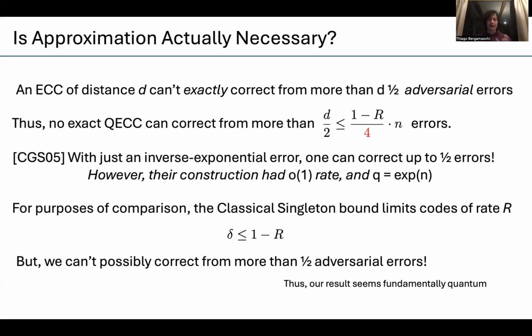If we were to take half of our code word and swap it with a valid half of some other code word, there's no way for the decoder to tell them apart. So in a sense, a result which bridges the adversarial error decoding radius and the singleton bound, which is the random error decoding radius, seems like a fundamentally quantum statement.